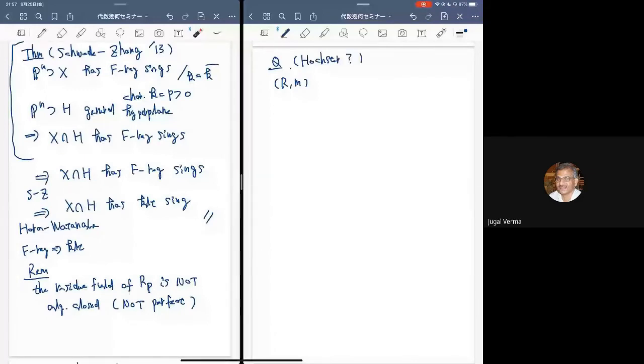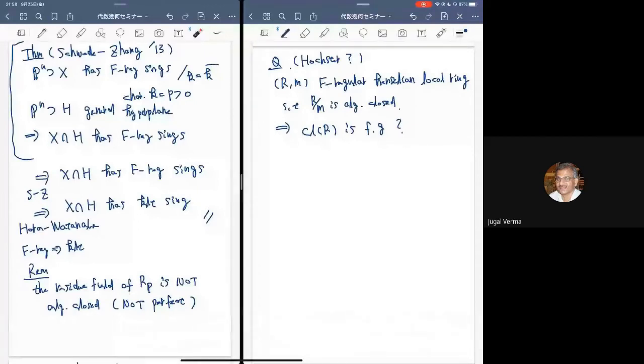Let R be an F-regular, precisely speaking strongly F-regular, Henselian local ring such that the residue field is algebraically closed. I don't know whether we need the Henselian assumption or the algebraically closed field assumption, but at the moment let me assume this. Then the question is, is the divisor class group finitely generated?